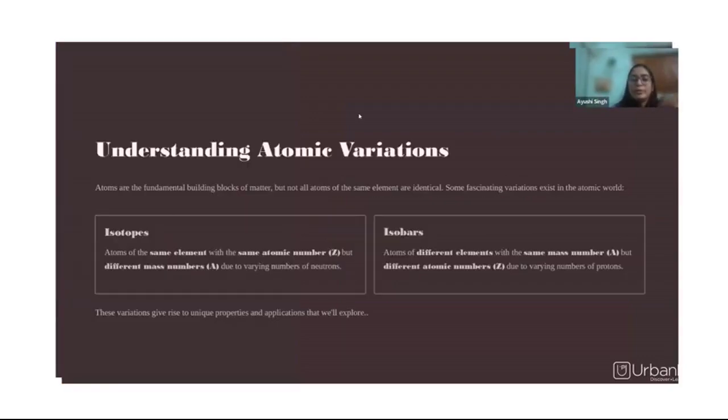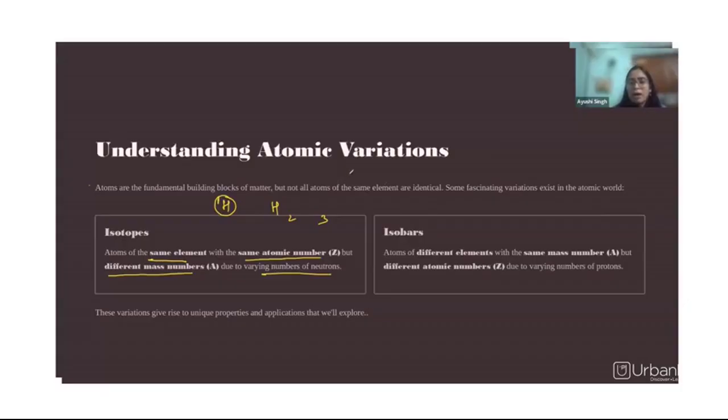Isotopes are atoms of the same element with the same atomic number but different masses. For example, hydrogen. The element is the same, the atomic number is the same, but masses could differ. It can be 2, it can be 3, due to the varying number of neutrons.